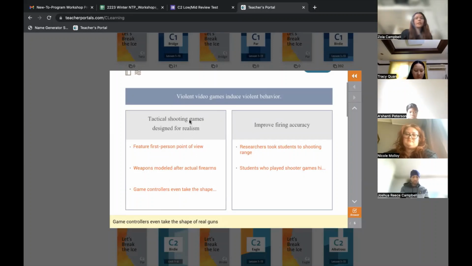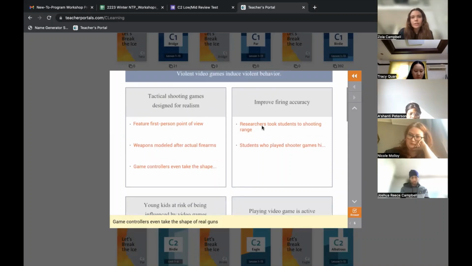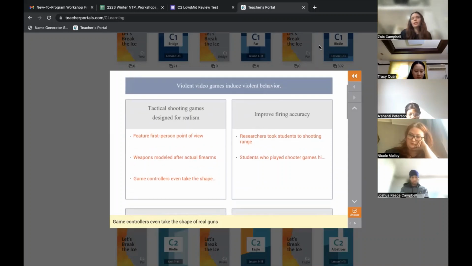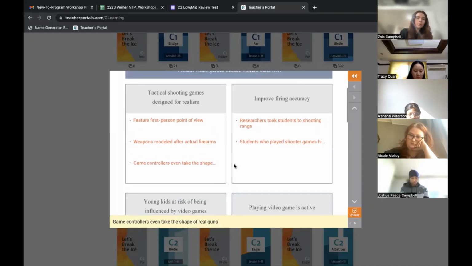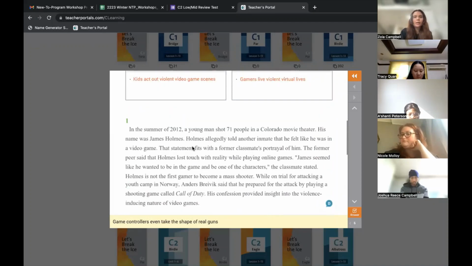And you can also ask, can you think of any games that are designed for realism? Have you ever played one? Did it make you feel more violent? If you've played a game with a weapon, did it make you want to use a real weapon? Things like that. And then you'll just basically go through all of these. So next one, improve firing accuracy. How do violent video games improve firing accuracy? How does improving firing accuracy induce violent behavior? Okay. Give them a couple more minutes, read paragraph number 3, underline, write down their answers, all of that.